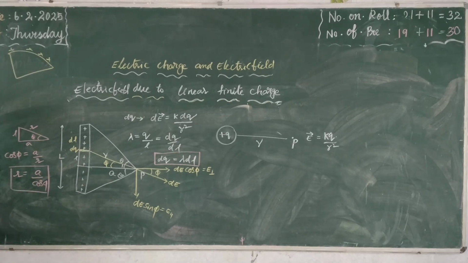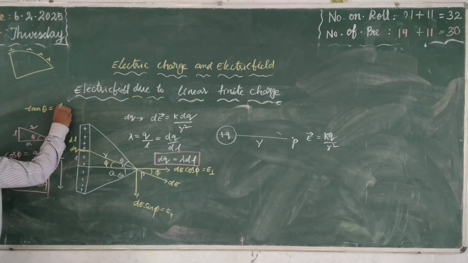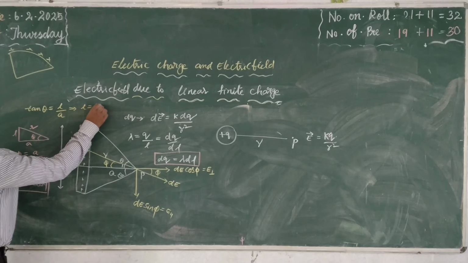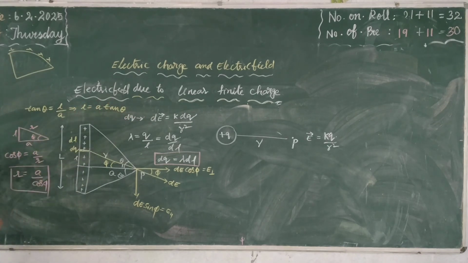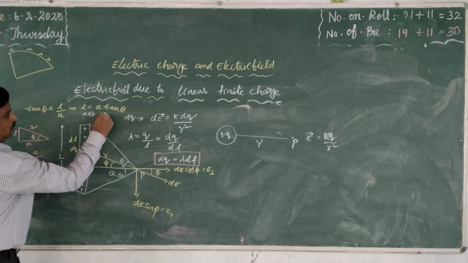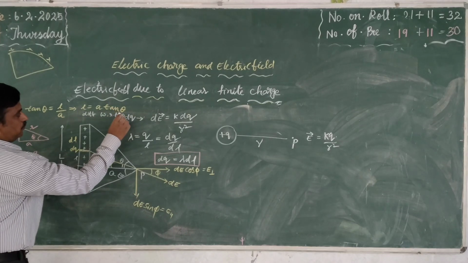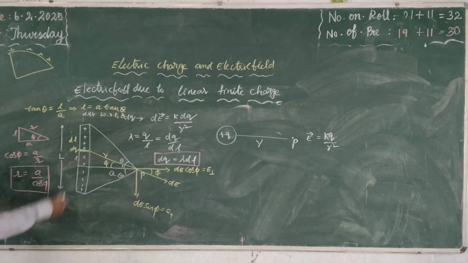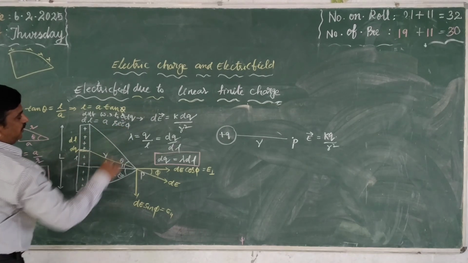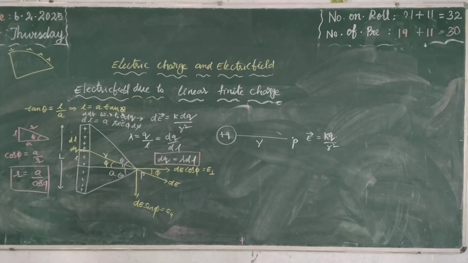One more, from this triangle we can write tan theta equals opposite side by adjacent side. Opposite is l, adjacent is a. So l equals a tan theta. L means this length. We can differentiate l with respect to phi, and we get dl equals a secant square phi d phi.